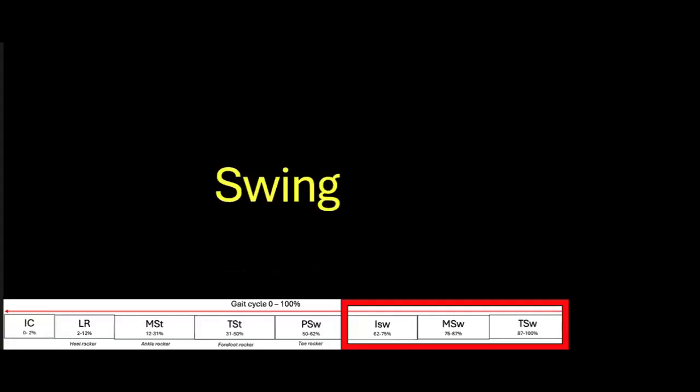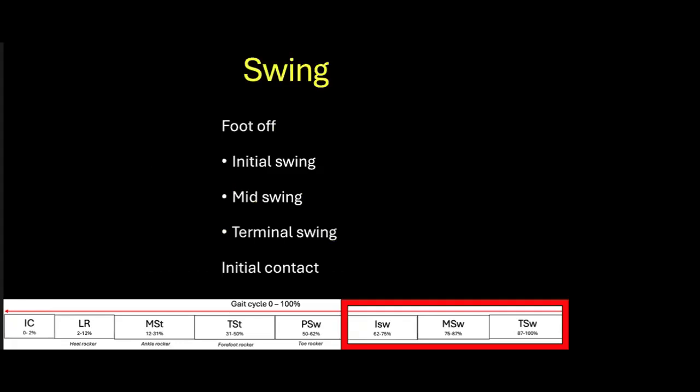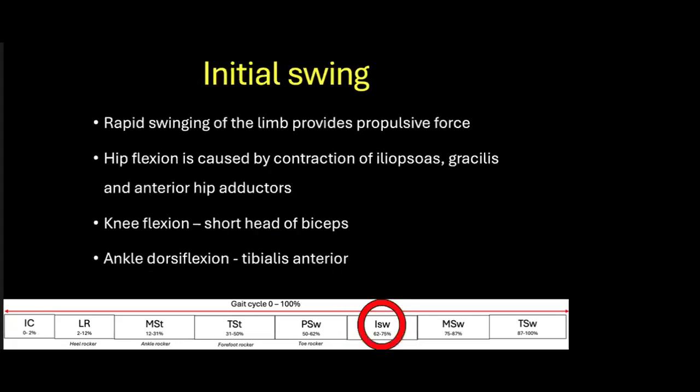So our stance phase is over, the leg is going to go into the swing phase. And as we saw, there are three parts to the swing phase: the initial swing, mid swing, and the terminal swing, after which we will again go back to the initial contact period.